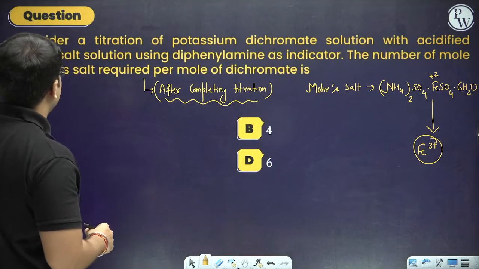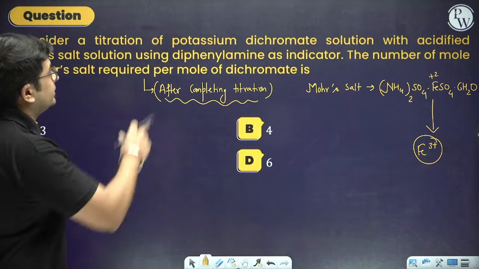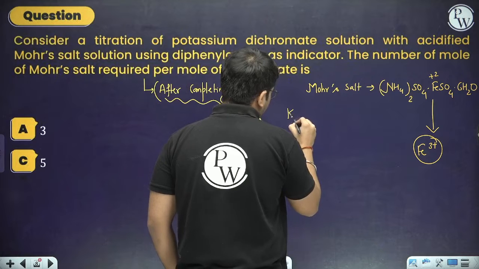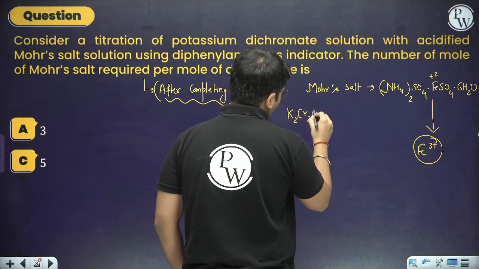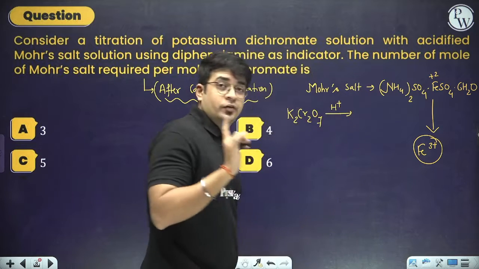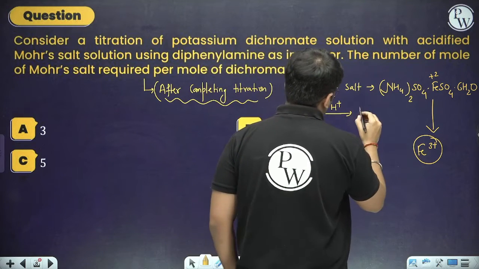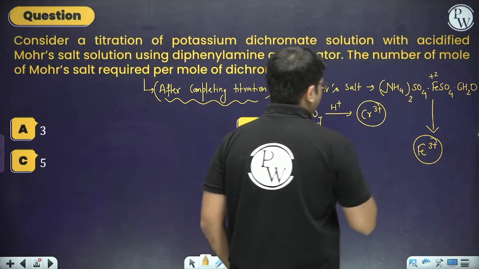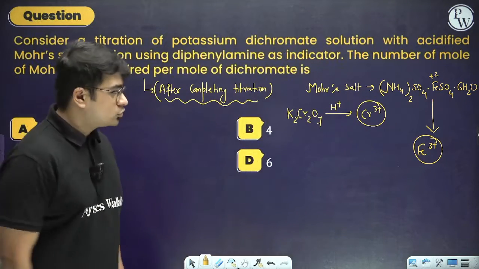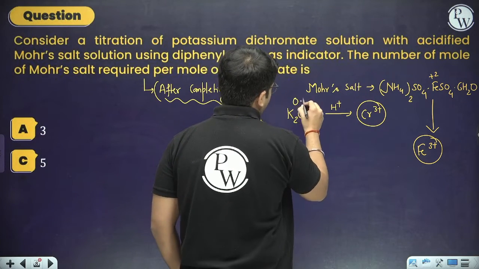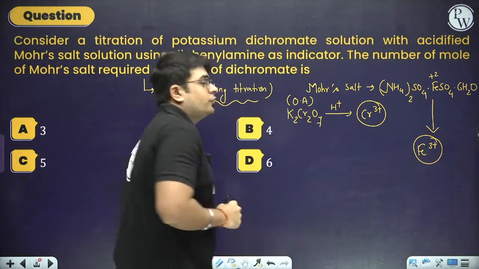Next part is Mohr salt using acidified potassium dichromate. So in case of K2Cr2O7 in presence of H+, always remember that's going to be converted into Cr3+. Always remember, in case of acidic medium, it's going to be converted into Cr3+. That's why it's an oxidizing agent in case of acidic medium.